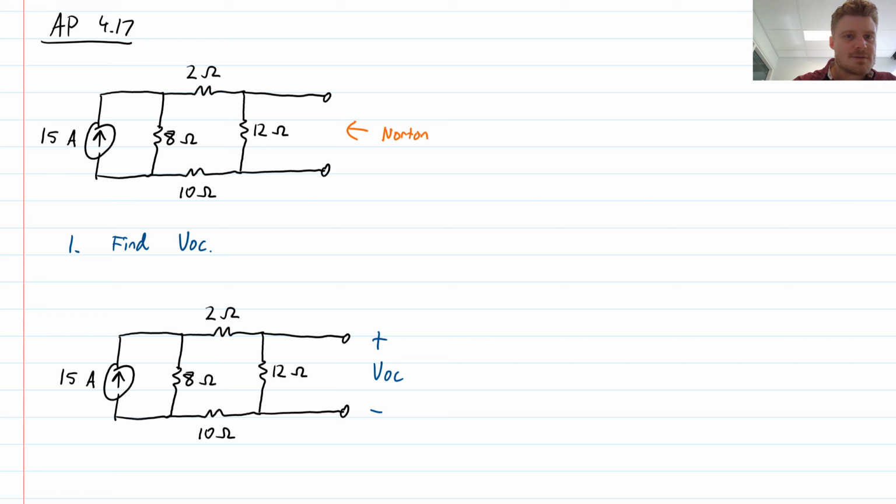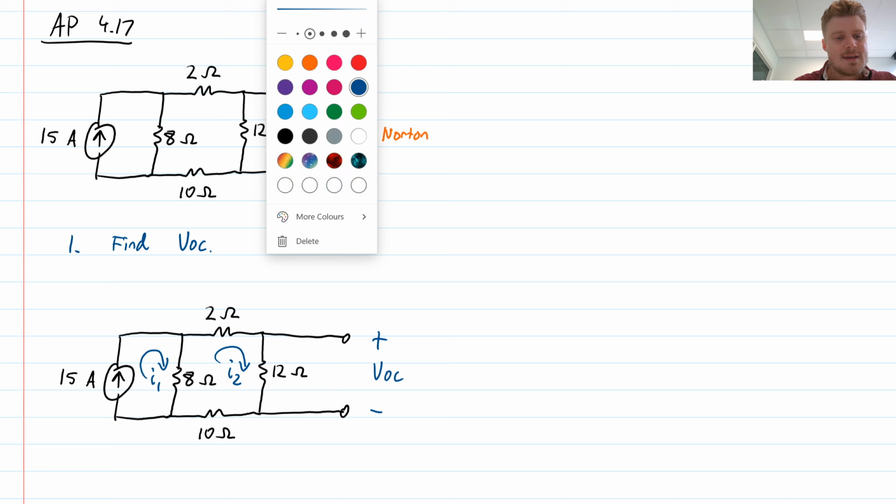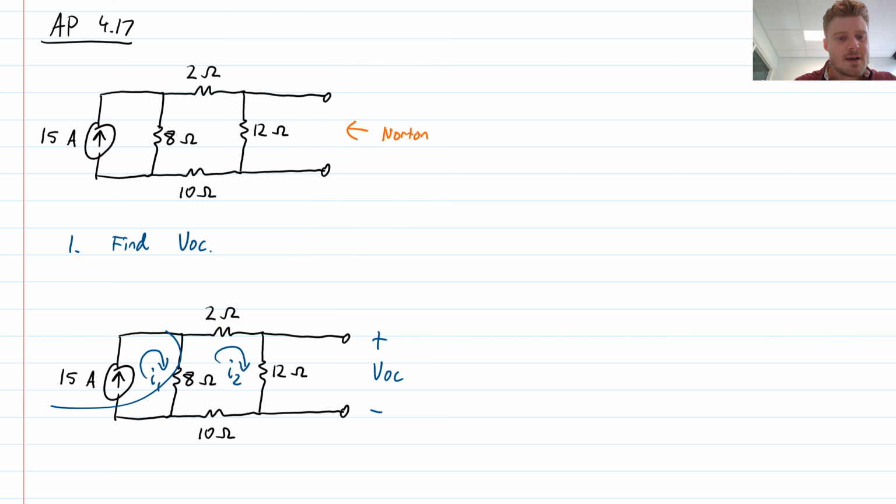So if I was to define some meshes, so if I had a mesh current here, let's call that I1, and then another mesh current, let's call that one I2, then this is actually really nice because the mesh current I1 is obviously defined by this source over here. So I actually get kind of immediately that I1 is just 15 amps. And so that's a really nice starting point.